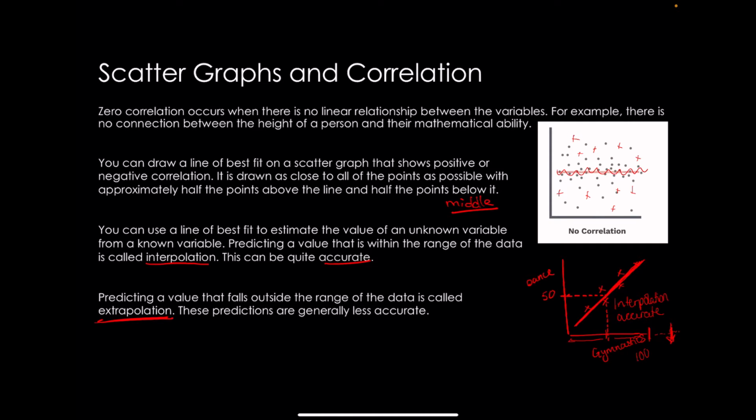Now, a question might say something like, what would the value of a car be at 10 years old? And if your graph doesn't give you the information for 10 years old and the question's asking you, that's extrapolation. And what you would say there is that there is not enough data, or it's not safe to extrapolate.